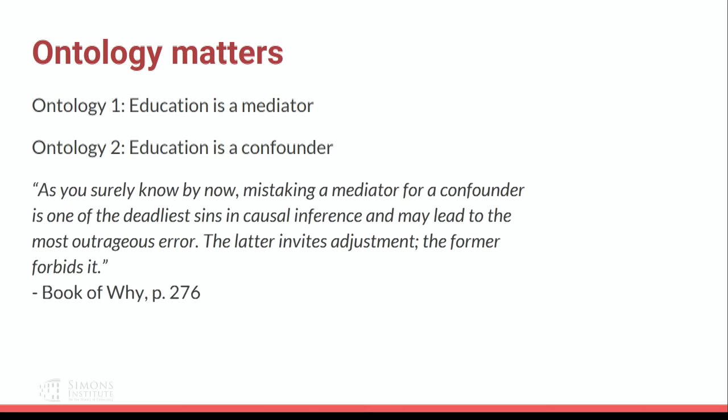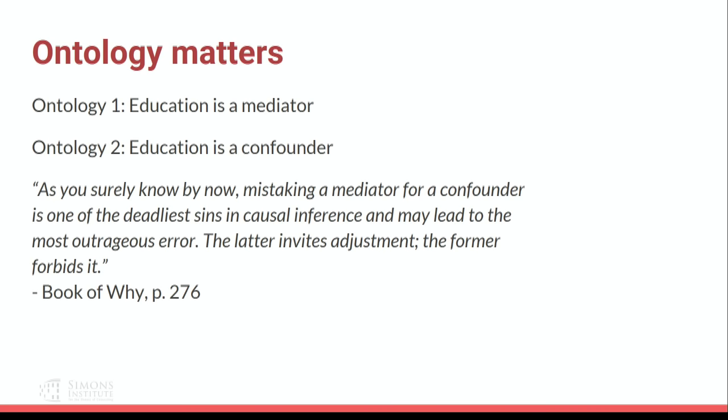And so, again, to give you a Pearl quote, as you surely know by now: "Mistaking a mediator for a confounder is one of the deadliest sins in causal inference and may lead to the most outrageous error. The latter invites adjustment, the former forbids it." So this has real pragmatic and technical import. Mistaking the two things will lead to just invalid results. Okay, so this is the point where we can't just pretend like this is all intellectualizing the subject and it's not relevant for pragmatic data science. It totally is. You simply get invalid results if you get this wrong. So if you model ontology incorrectly or imprecisely, you get wrong statements, wrong interventions.